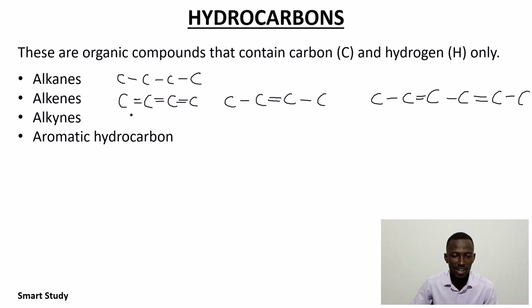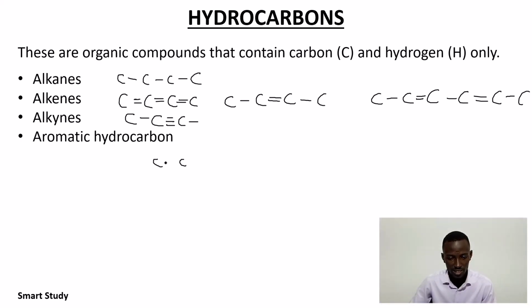Then for the alkynes, there should be a triple bond between the carbon atoms in this way. There should be a triple bond between the carbon atoms. For the aromatic hydrocarbons, they are the hydrocarbons that form rings. And the simplest form is the benzene ring. The benzene ring is the simplest aromatic hydrocarbon. I think something like this.